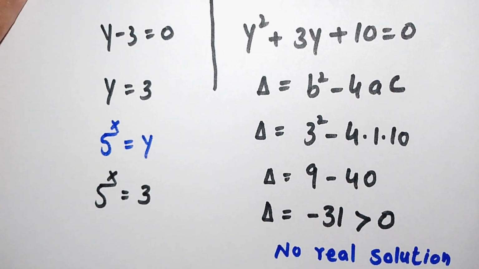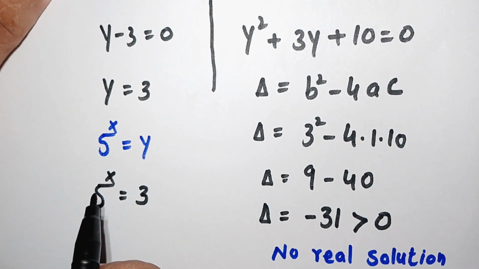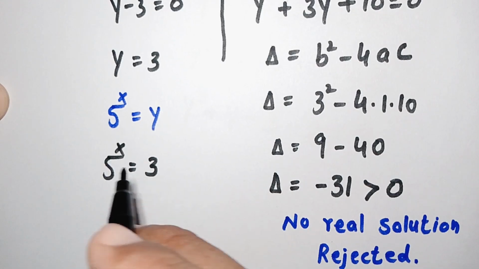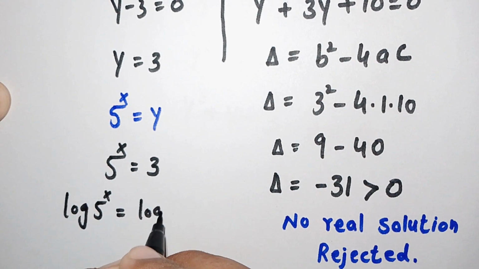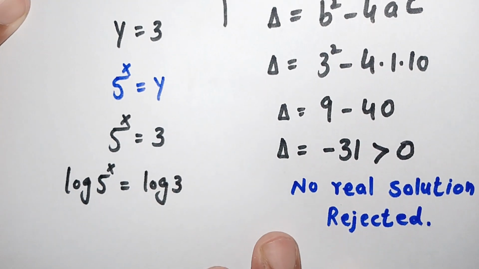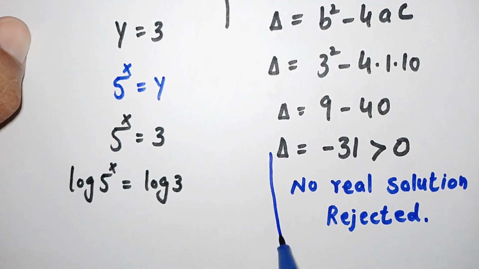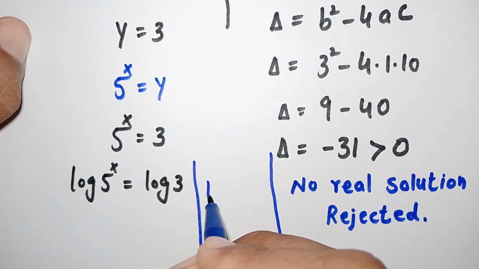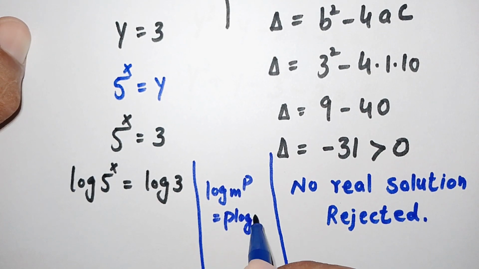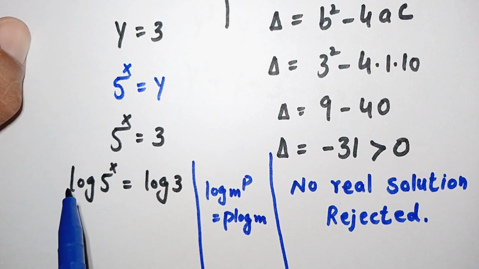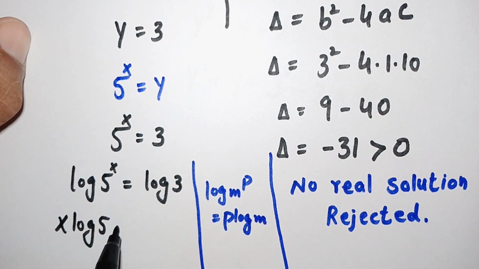Now from this, to find the value of x, we have to take log at both sides. So here this will become log of 5 to the power of x is equal to log of 3. Now to apply this logarithm formula, which is log of m to the power p is equal to p log of m, this power will be moved here, so this will become x log of 5, which is equal to log of 3.